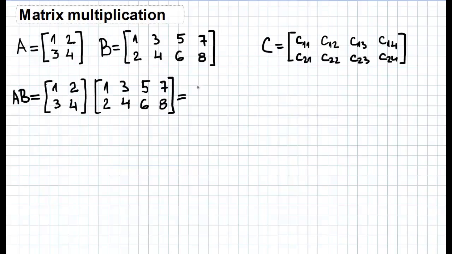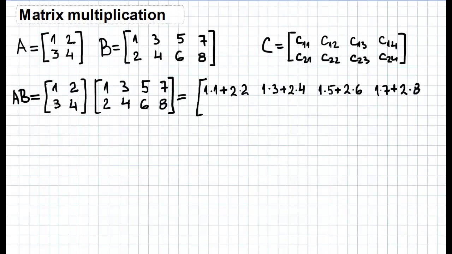Okay, now it is time to multiply these two matrices. To calculate the first element, we select the first column and the first row and write 1 times 1 plus 2 times 2. The next element is going to be calculated from the first column and the second row, that is 1 times 3 plus 2 times 4. Next element 1 times 5 plus 2 times 6, and next element 1 times 7 plus 2 times 8.